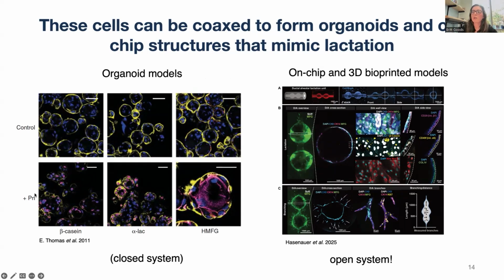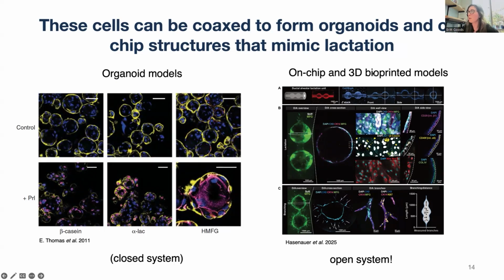And when you treat them with prolactin, you can get production of certain milk components. This is staining for beta-casein, alpha-lactalbumin, and I think a marker for milk fat globules. So you can see that when prolactin is around, they were able to do this. And there are also some really beautiful newer methods to do this as well, and I want to highlight one over here.